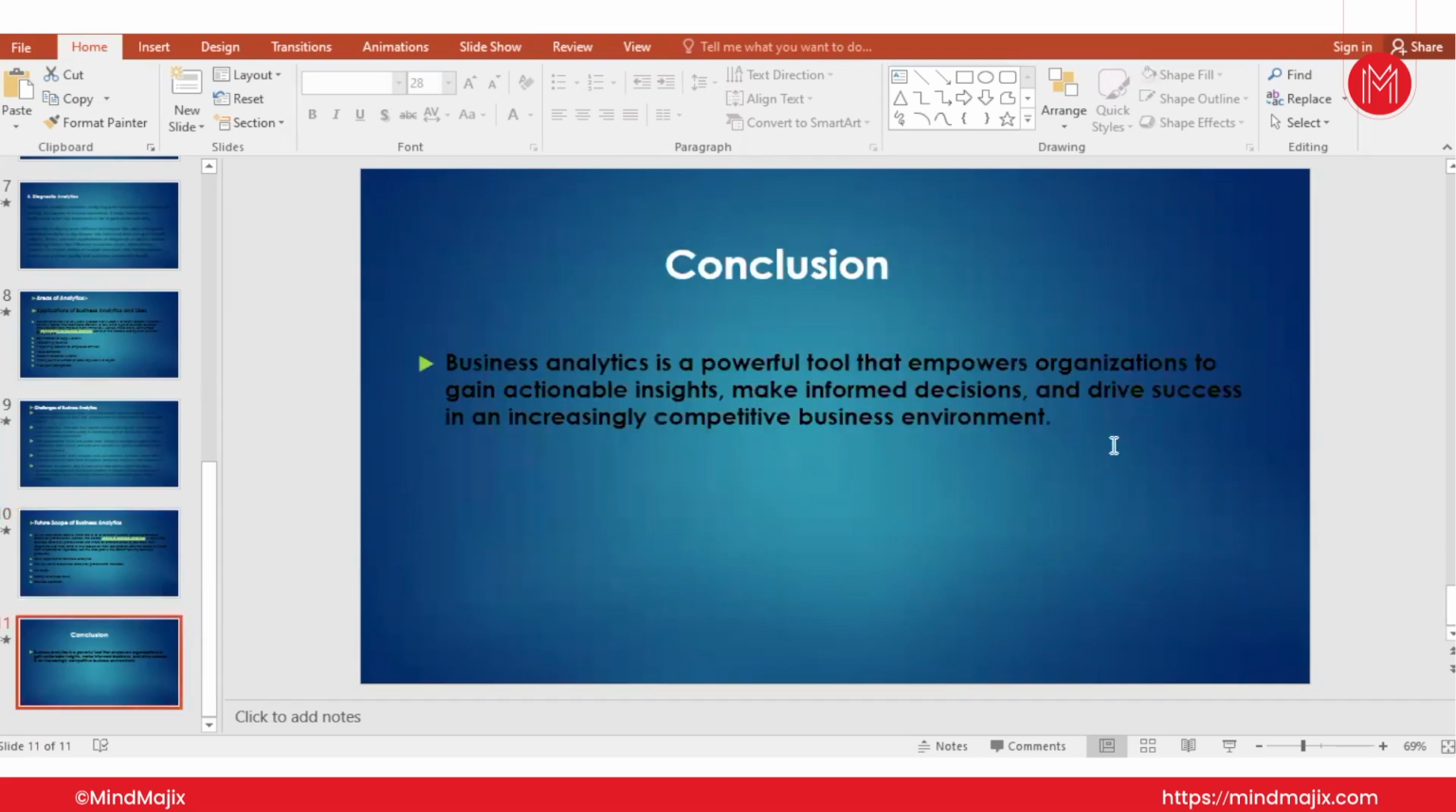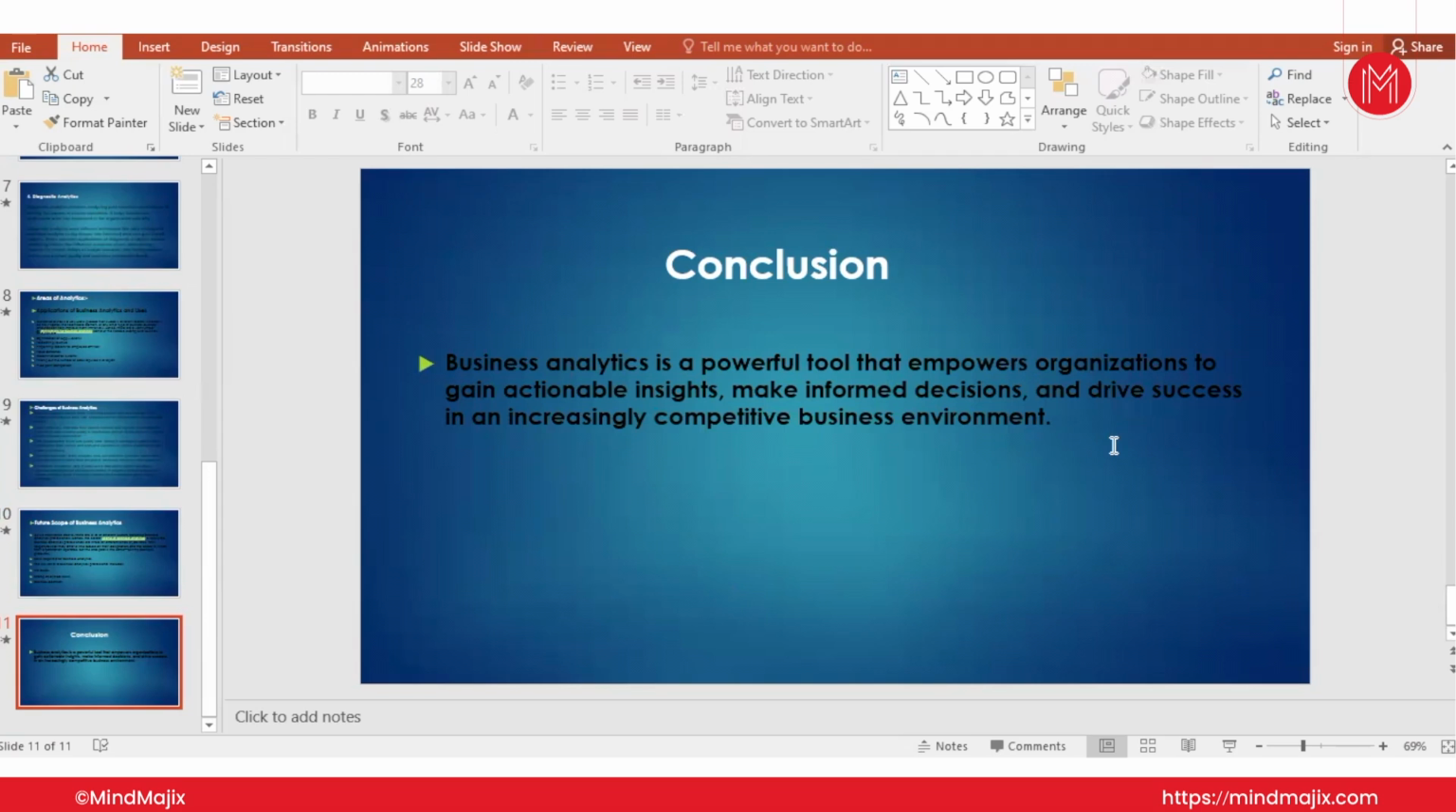Next one is the conclusion. Business analytics is a powerful tool that empowers organizations to gain actionable insights, make informed decisions, and drive success in an increasingly competitive business environment.